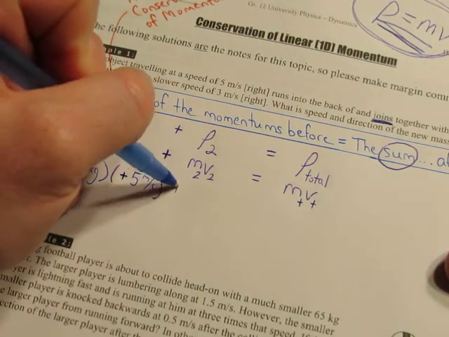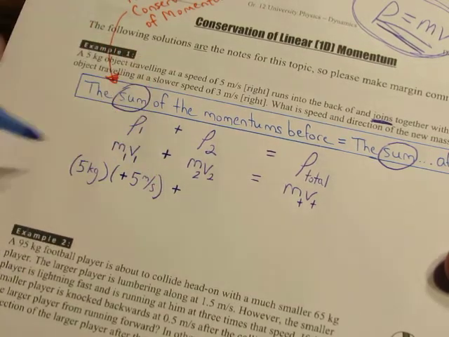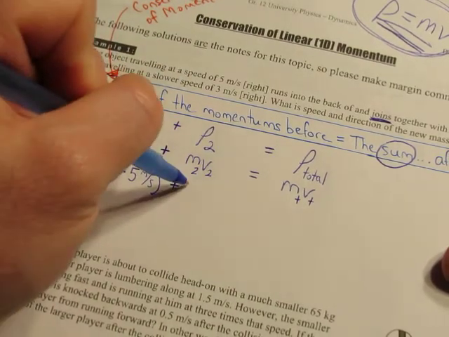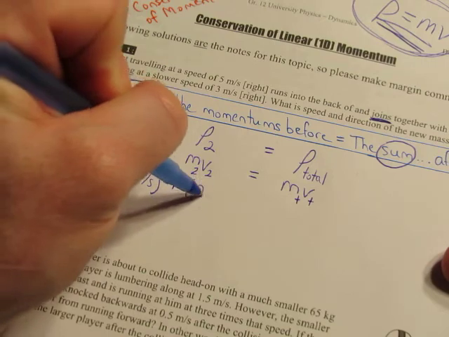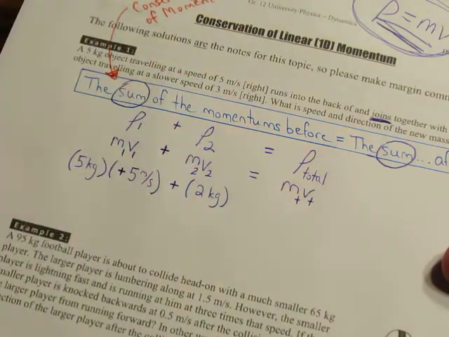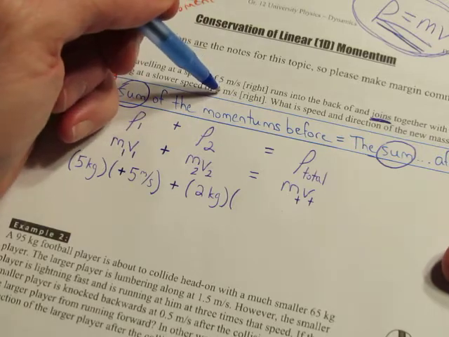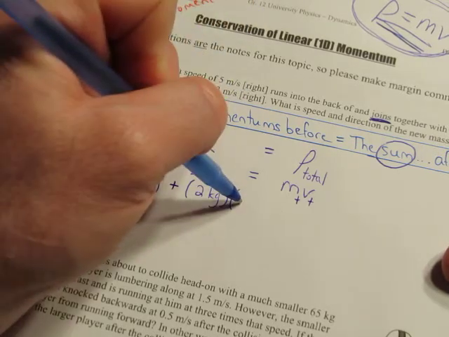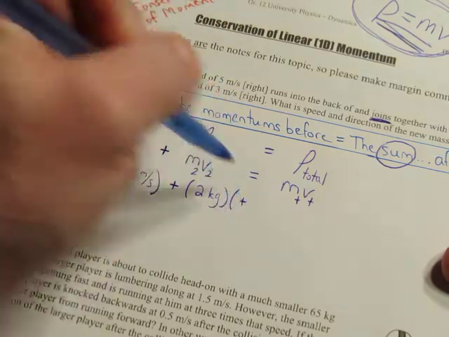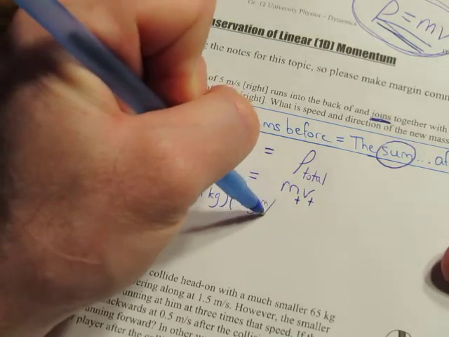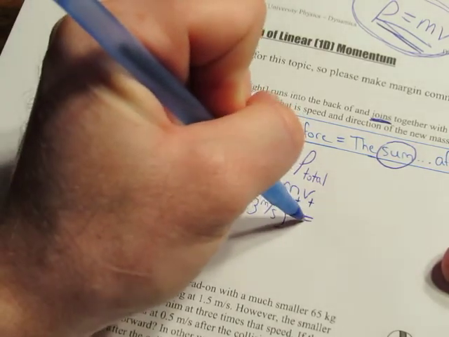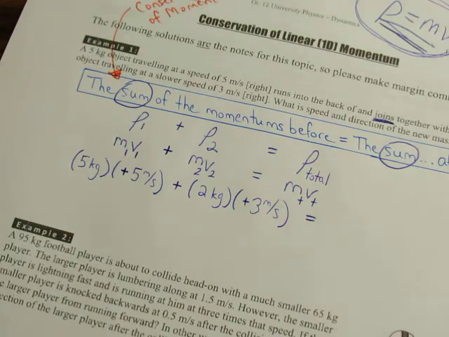And that is going to collide with a second object. The mass of the second object is 2 kilograms. And the speed of the second object is given as 3 meters a second to the right. So I'm going to put a positive sign there. 3 meters a second. And they are going to join together. And we're going to solve for the speed of the new mass afterwards.